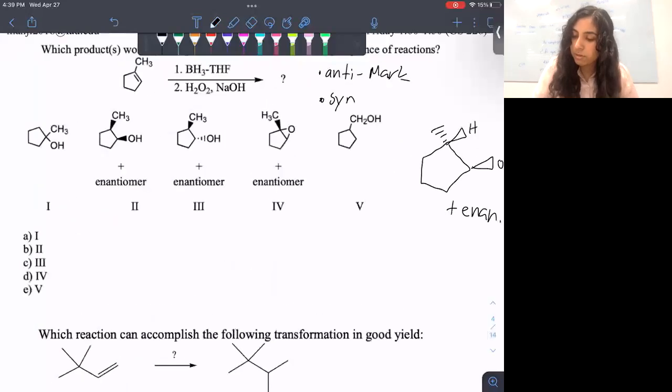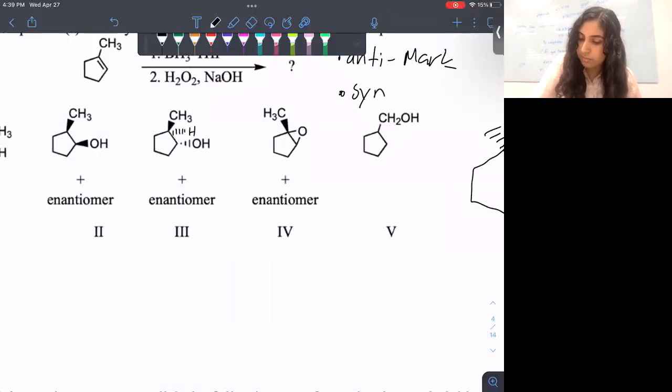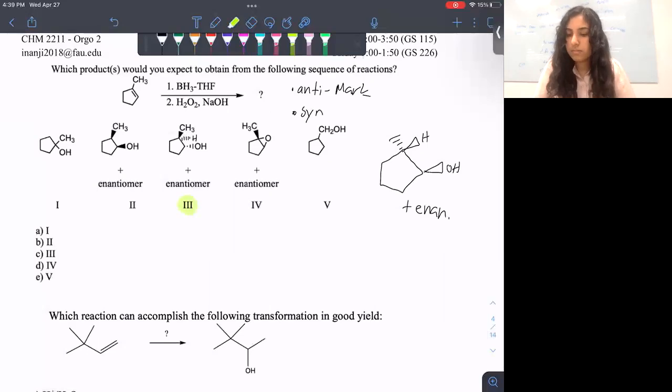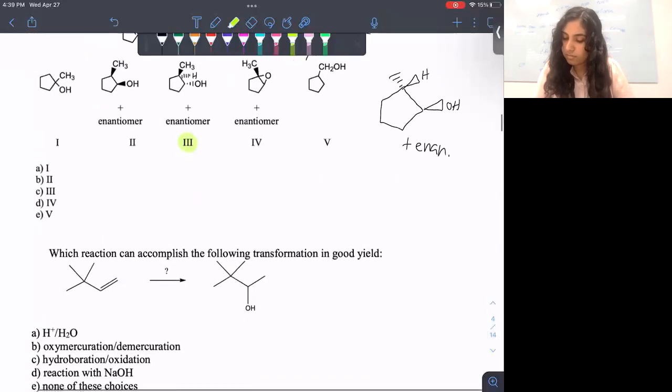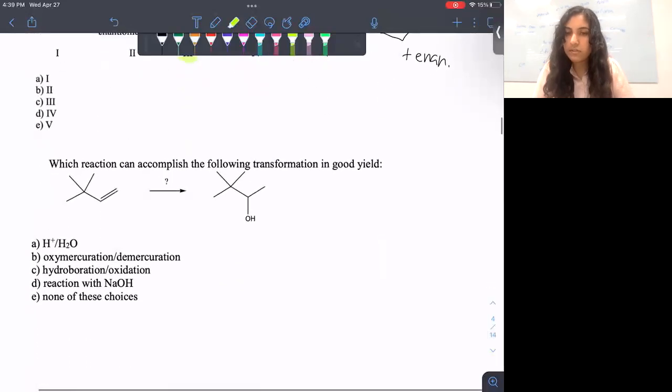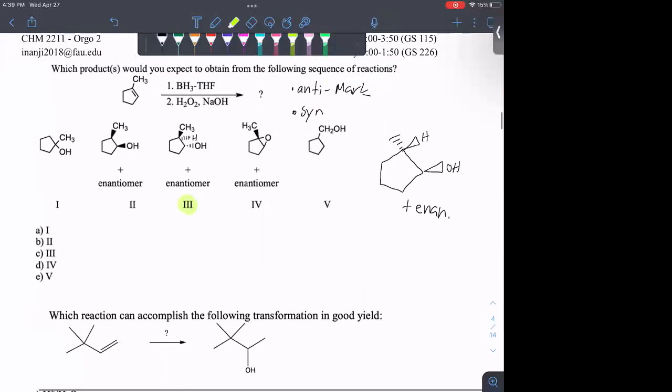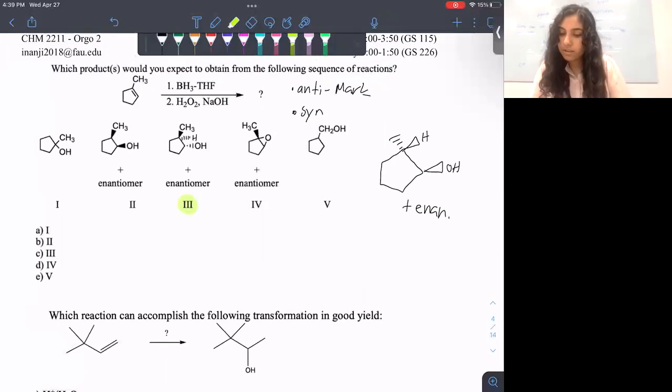So basically for option 3, what's missing here is that dashed hydrogen. And that dashed hydrogen, you have to look for it because it tells you if it was a syn addition or not. So yeah, it's going to be option 3. And then for the bottom one, question? So for it to be 2, the CH3 would have had to be dashed. Yeah. Okay, cool, thank you.